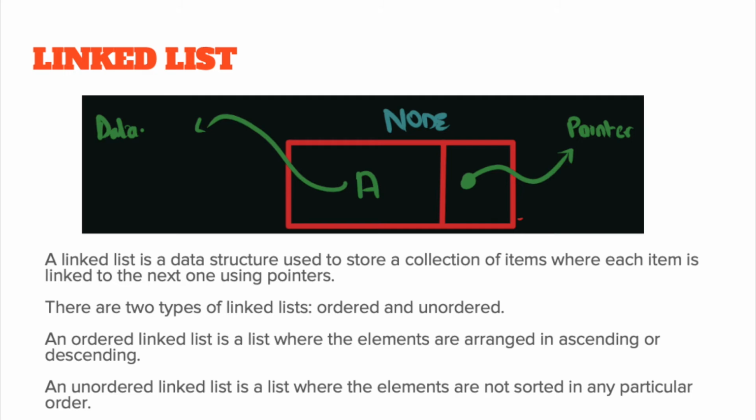A linked list is a data structure used to store a collection of items where each item is linked to the next one using pointers. There are two types of linked lists, ordered and unordered. An ordered linked list is a list where the elements are arranged in ascending or descending order. An unordered linked list is a list where elements are not sorted in any particular order. So you've got to keep an eye on the words used in the exam. If there is an ordered linked list, there is going to be some type of sorting required. If it's an unordered linked list, it's pretty easy.